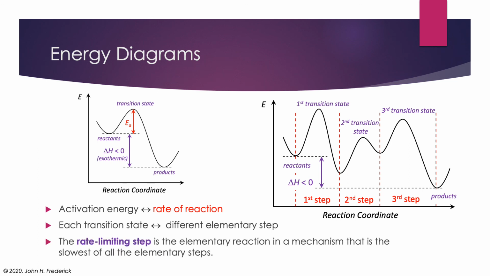Now there's one more point that we need to make, and that is we're going to define a rate limiting step. And that's basically the elementary reaction in this sequence of reactions that is the slowest of all the elementary steps. And in fact, it's the slowest because it has the highest barrier that it has to go over. Now, I haven't specified that in this particular picture, but one might guess that it's the very first step that would be the rate limiting step, although the barriers for all of the steps are actually quite significant. Okay, we'll be learning more about reaction mechanisms as we go through this module.